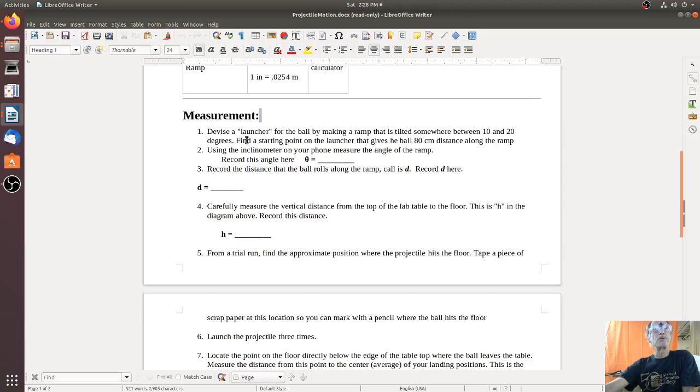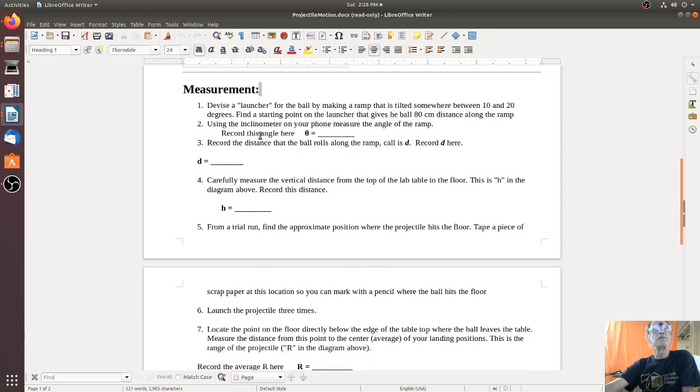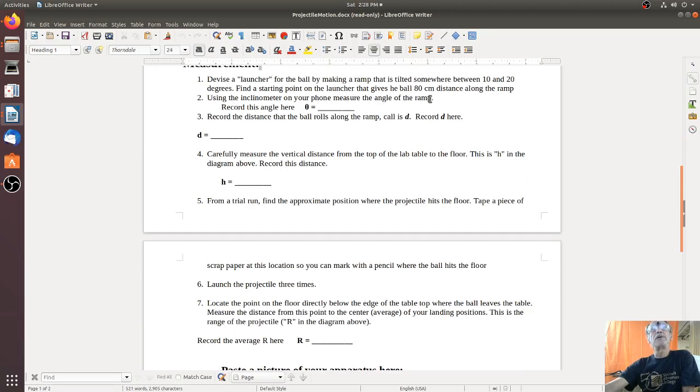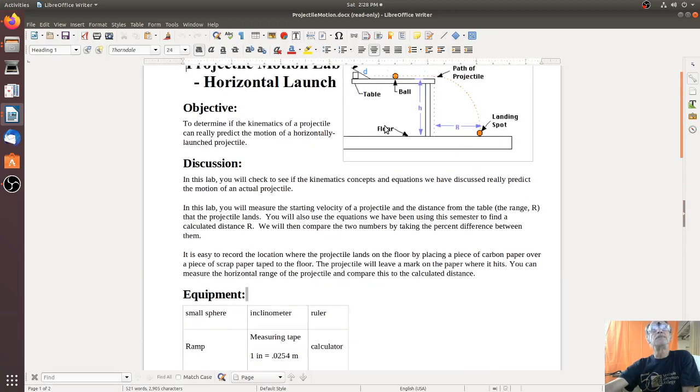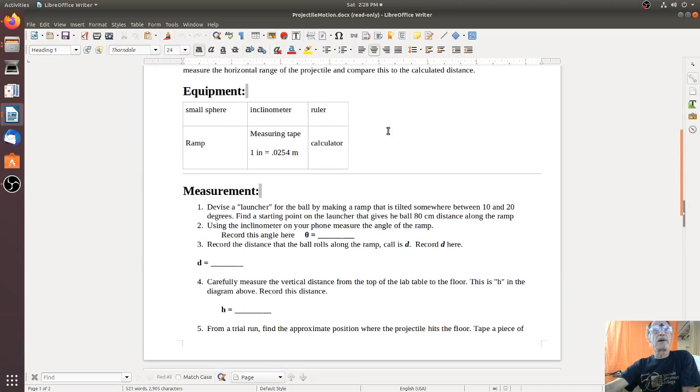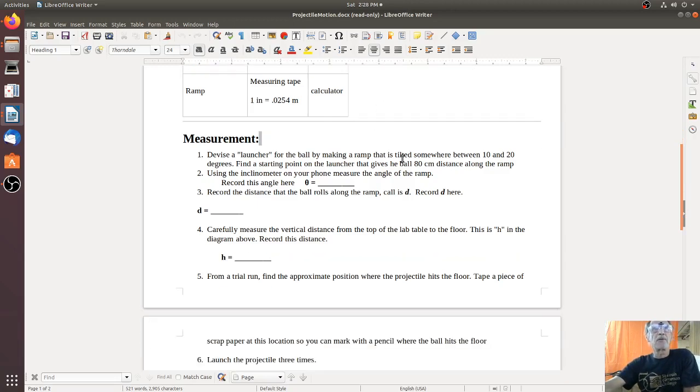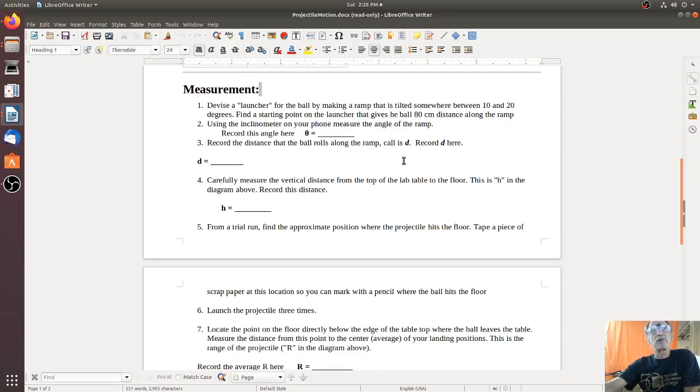So here's the measurement portion, the procedure. I used 80 centimeters for distance D because that was already marked on my launcher. You don't have to use the same ramp. You can make your own, make any kind of ramp you want. You can even use a piece of cardboard, I guess. I don't know how sturdy it would be.